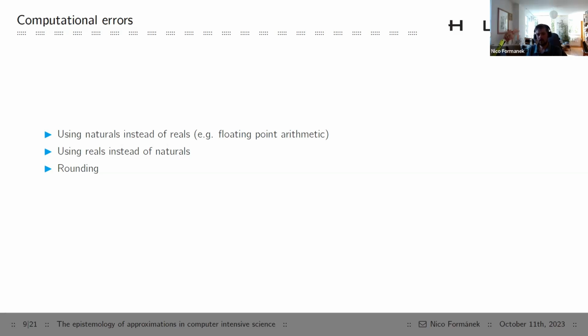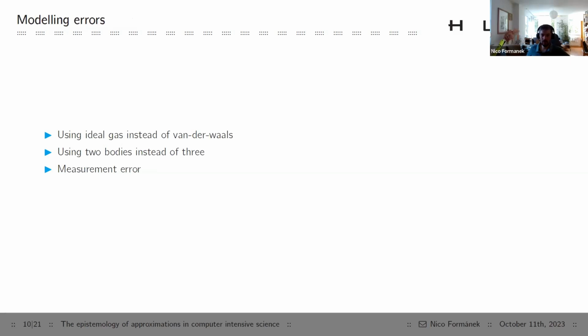Okay, so then in the next slide, I'll talk about modeling errors. So what are modeling errors? Well, they have to do with your physical or whatever model you have or theory. So some examples that just came to my mind: if you use, for example, the ideal gas law instead of the van der Waals gas law, right? Then you already know that certain gases have to be described by the van der Waals gas law, and you will get an error if you use the ideal gas law.